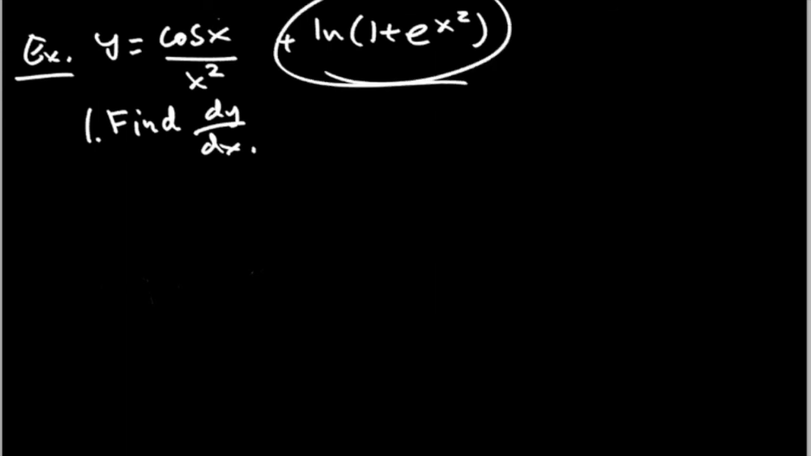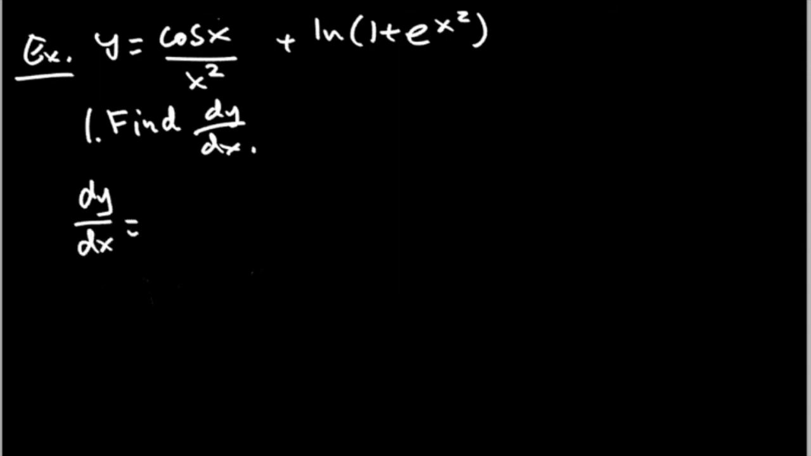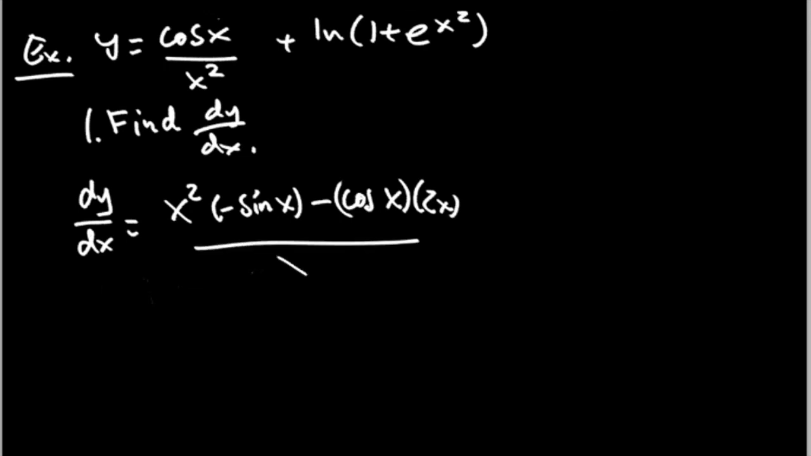So quotient, chain rule, that's going to happen when we take the derivative. So dy/dx equals, okay, so let's see, bottom times the derivative of the top, which is negative sine x, minus top times the derivative of the bottom, all divided by the bottom squared. So I just squared it quickly there because that's an easy thing to square, right? Alright, now let's do the other thing.